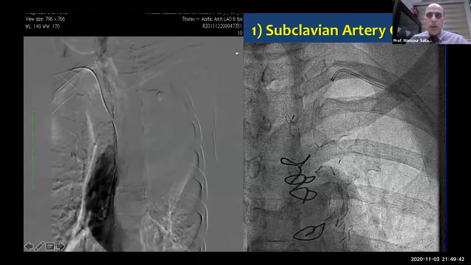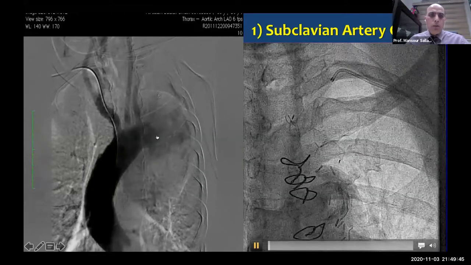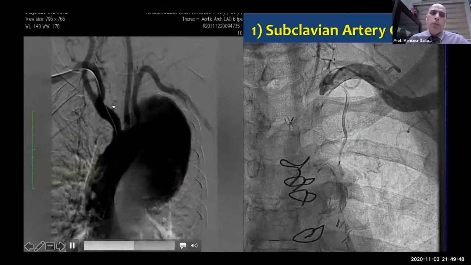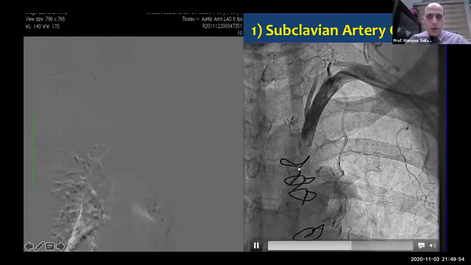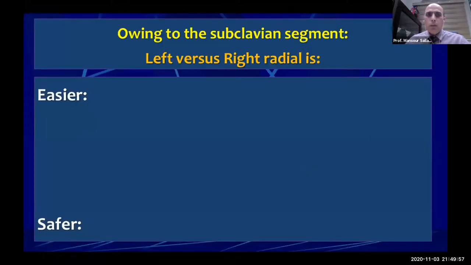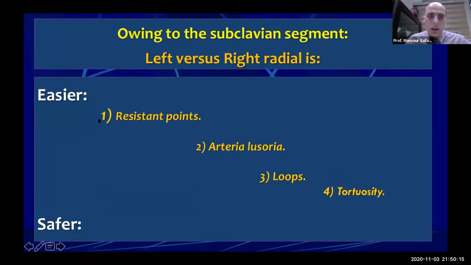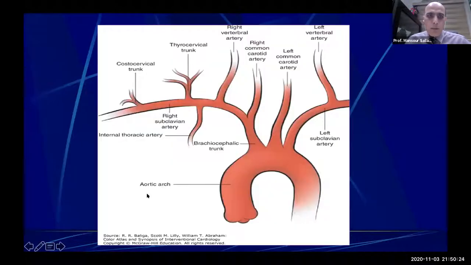So, the subclavian artery origin on the left differs from the right. On the right, it appears as one of the branches of the innominate artery, while the left originates directly from the aortic arch. Working from the left radial artery is usually easier and safer, not because of the radial artery itself, but only because of this subclavian segment. Why easier? Because in the left there are fewer resistance points, less arterial lusoria, fewer loops, less tortuosity. Why safer, we will mention right now.